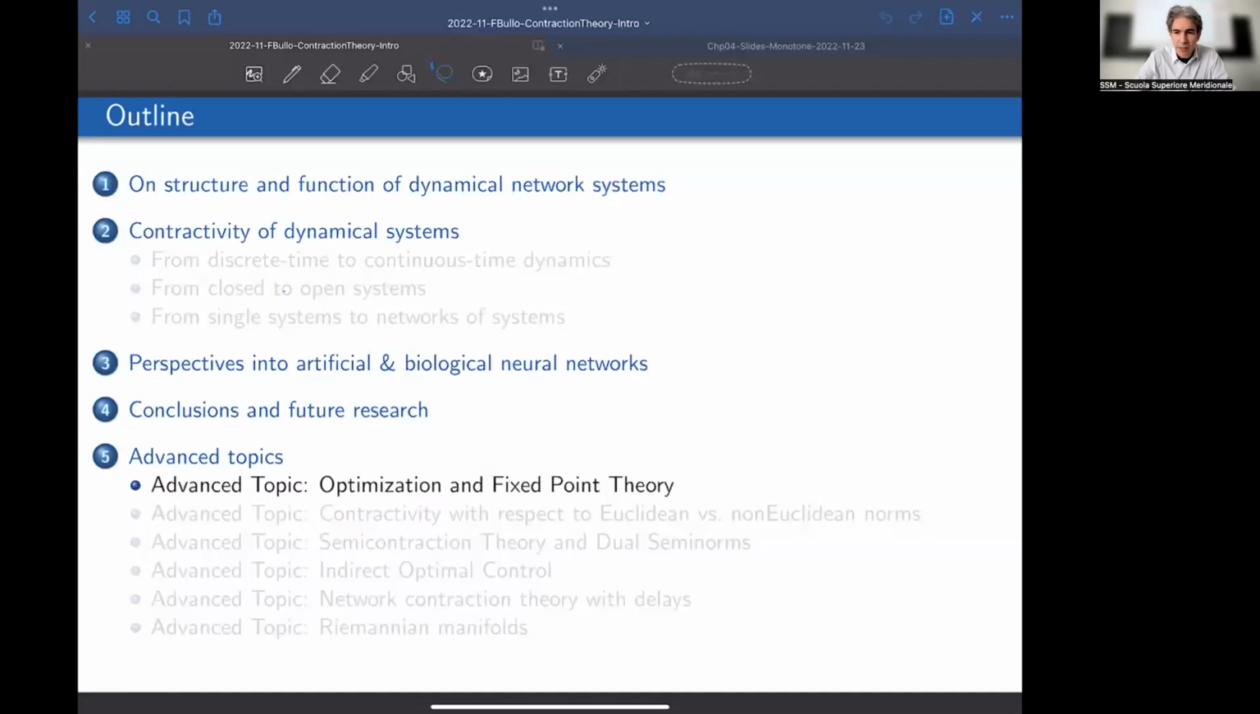Good afternoon, everybody, and welcome to the fourth and final, last but not least, lecture on contraction theory and its application for dynamical systems, control, optimization, machine learning, and so forth. So I would like to start by briefly reviewing what we discussed yesterday. We discussed the connection between optimization and fixed point theory.